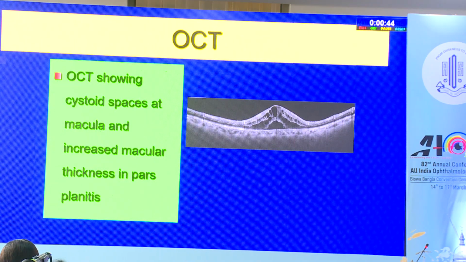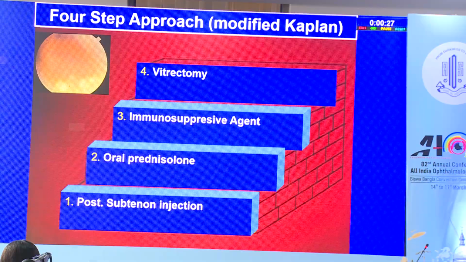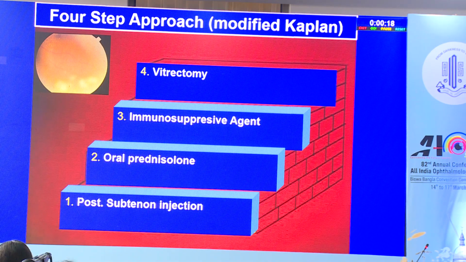We can have the cystoid macular edema on fluorescein angiogram with increased macular thickness, and the indications of treatment are intraocular inflammation, CME, cataract, vitreous opacity, retinal detachment, vitreous haze. Most of the cases are mild and respond to periocular steroid, the posterior subtenon injection. First step, oral prednisolone; second step, immunosuppressive agents; third step, vitrectomy in the final stage when it's recalcitrant. However, nowadays we switch to immunosuppressive agents right away because of the chronicity of the disease.